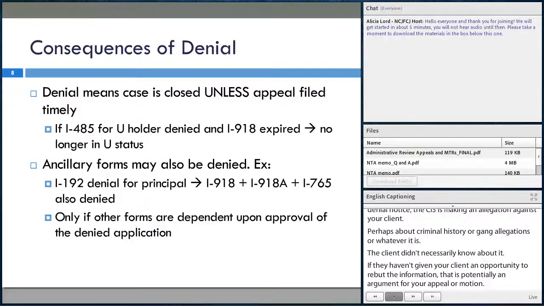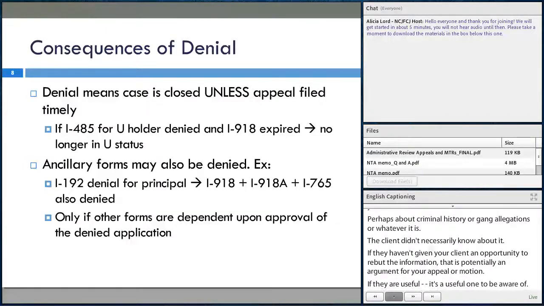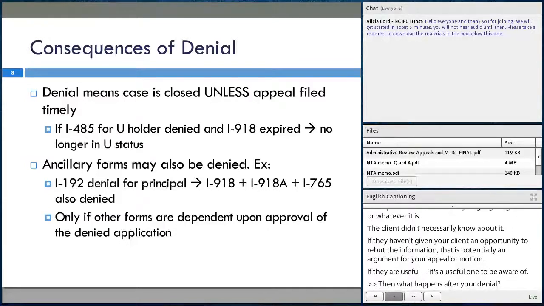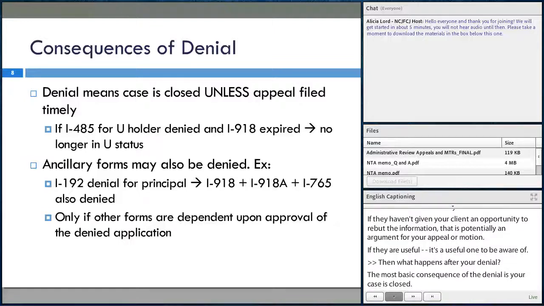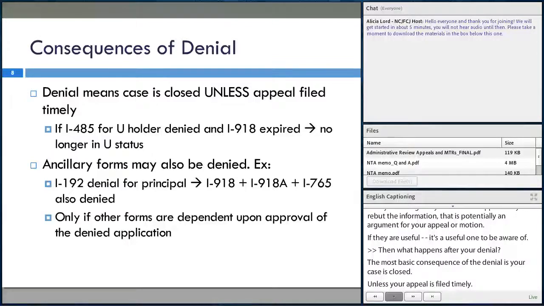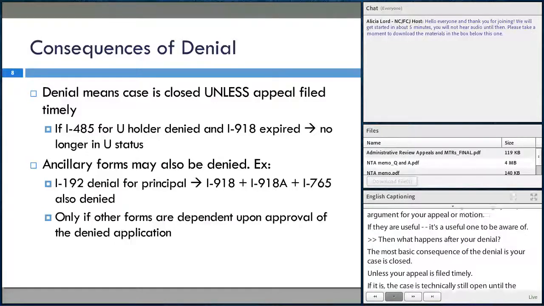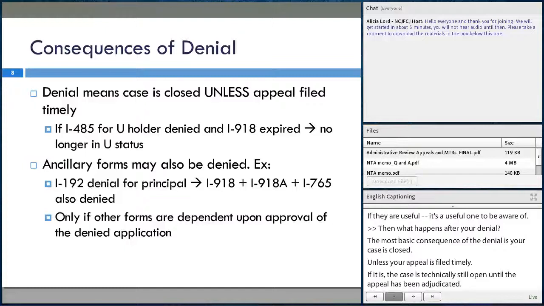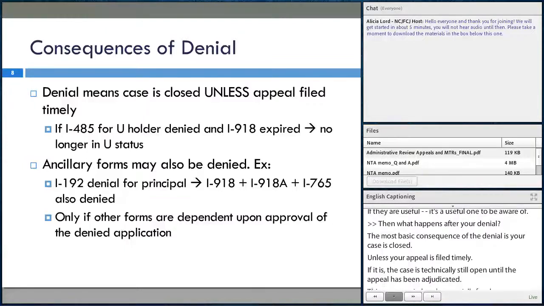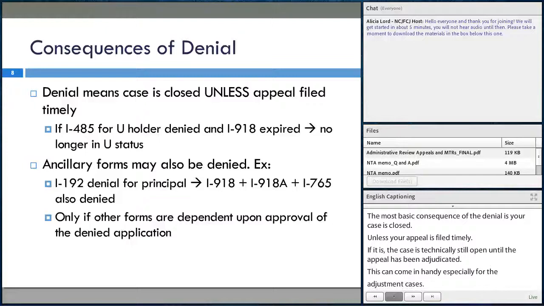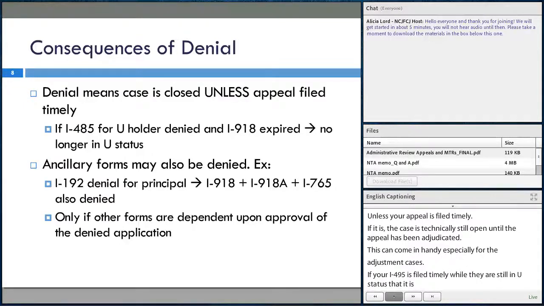All right. So then what happens after your denial? The most basic consequence of the denial is that your case is closed, right? Unless your appeal is filed timely. If your appeal is filed timely, then the case is technically still open until the appeal has been adjudicated. This can come in really handy, especially for U visa adjustment cases, because if your adjustment, your 485, is filed timely while your client is still in U status, then their U status is automatically extended until the 485 is adjudicated. And even if the 485 is denied, if you appeal it, then the 485 is technically still open, and your client would technically still be in U status and would retain work authorization. So this is a pretty specific scenario, but it has definitely come up, and so it's something to keep in mind when you're filing appeals.